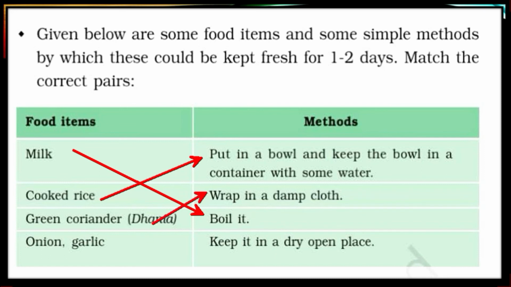cloth. Damp means moist cloth. And the last one is onion and garlic. We can preserve onion and garlic not only for 1 or 2 days, in fact, for around 2 to 3 months by keeping them in a dry, open place. So students, in the same way, we can preserve other food items as well.